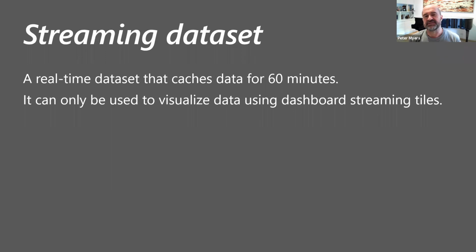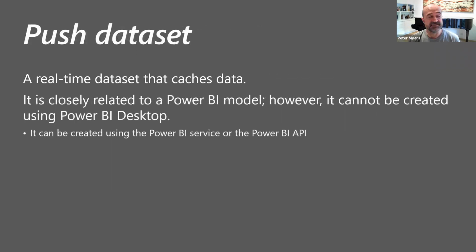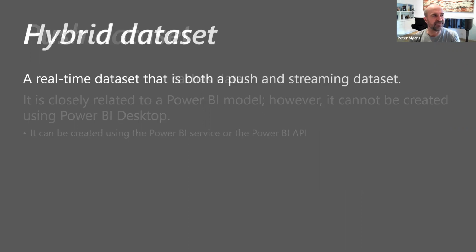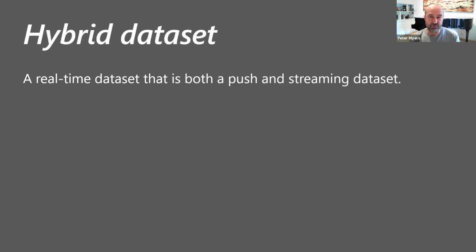and it will provide very fluid real-time visualizations in dashboard tiles. Now, a second type of real-time data set is the push data set. And it's very closely related to the tabular model that you can develop in Power BI Desktop. However, you cannot create push data sets in Power BI Desktop. You can create them in the Power BI service, or a developer can programmatically create them by using the Power BI REST API. Now, if you bring streaming and push together, you end up with a hybrid data set. So a hybrid data set is both streaming and push at the same time.